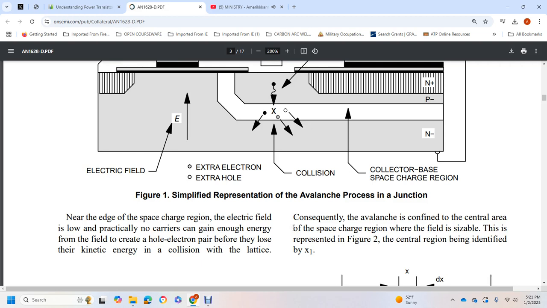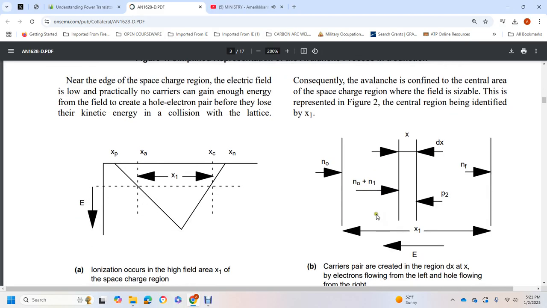Near the edge of the space charge region, where the electrical field is low, no carriers gain enough energy within the field to create an electron-hole pair before losing their kinetic energy in collisions with the lattice. Consequently, avalanche is confined to the central area of the space charge region with the high field. This central region is identified in Figure 2.